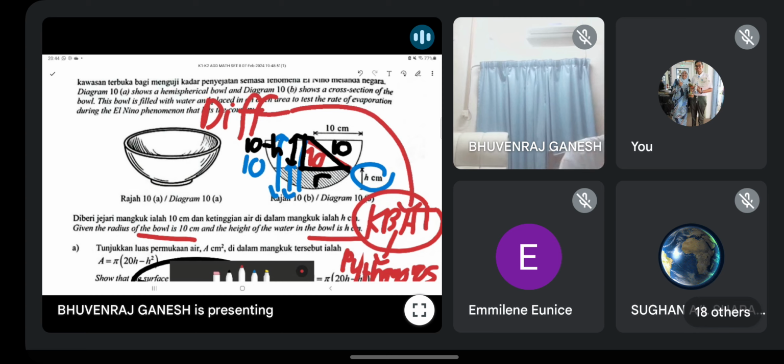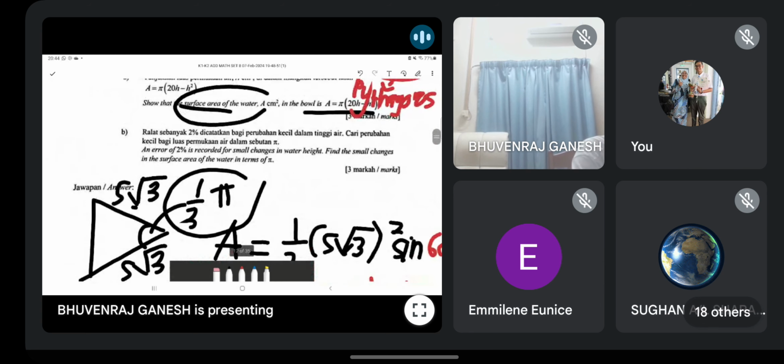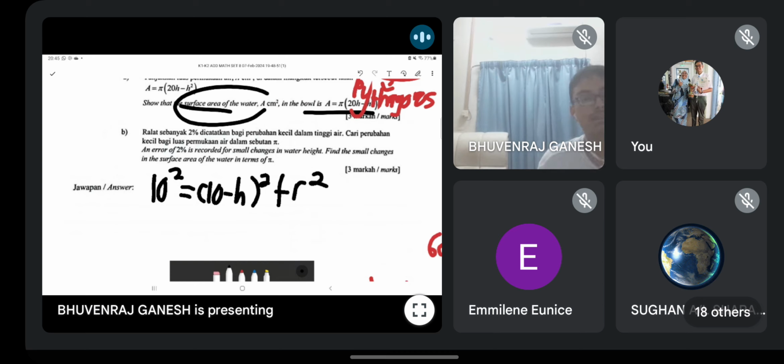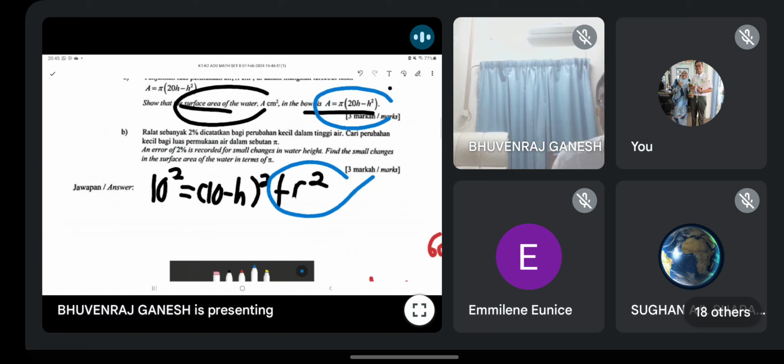Okay, so you must form a triangle. Kamu kena bentuk segitiga. So after you bentuk, you can count already lah. Okay, so let me delete first. Okay, so you have 10 square equal to your Pythagoras, 10 minus h square plus r square. Okay, so can you see guys? Based on the question they want you to prove lah. Berdasarkan apa yang nak dibuktikan, do you see a R here guys? In the one they want you to prove, do you see the letter R? No. So what you must do is, from this equation, kamu kena hapuskan yang ni. You must eliminate the R.